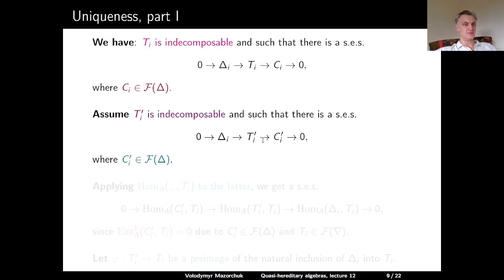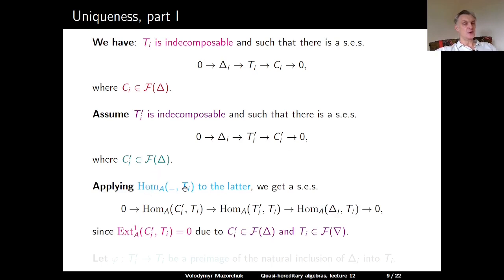Let us apply the functor Hom(-, Ti) to the latter short exact sequence. Note that Ext^1 from Ci prime to Ti vanishes because Ci prime has a delta filtration and Ti has a nabla filtration. So we get a short exact sequence: 0 goes to Hom_A(Ci prime, Ti), then Hom_A(Ti prime, Ti), then Hom_A(delta I, Ti), and then this goes to 0. Here in the rightmost term we have the natural inclusion of delta I to Ti.